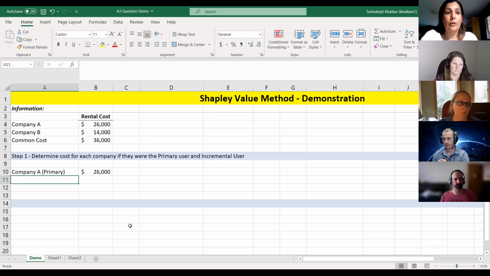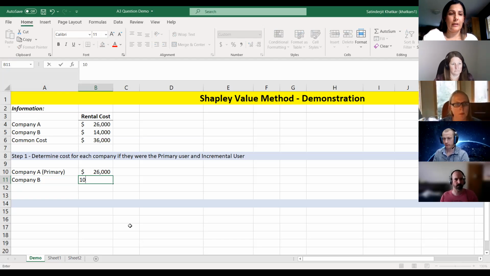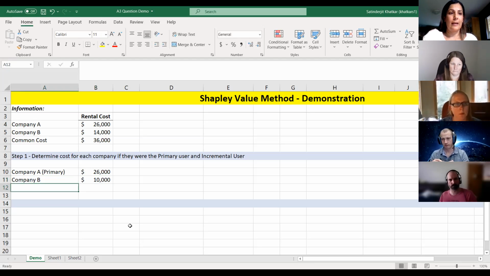And keep in mind that we want to allocate a total cost of $36,000. So if company A is going to pay $26,000, how much should company B pay? $10,000? Yeah, $10,000, because your checkpoint is always the total common cost of $36,000.